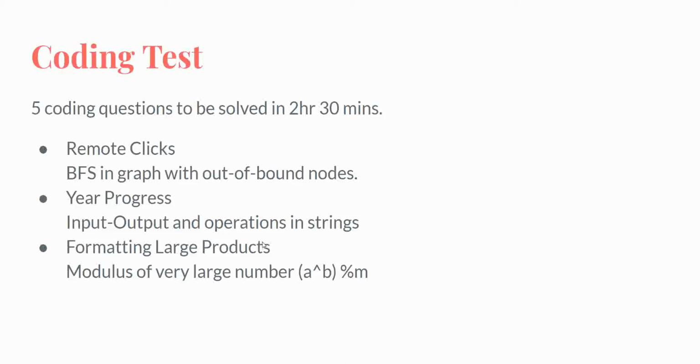Now, the third question was on formatting of large products. In this, you had to find modulus of very large numbers, a to the power b modulus m. In this question, the rule that a to the power b modulo m equals a modulo m into a to the power b minus 1 modulo m would be used.